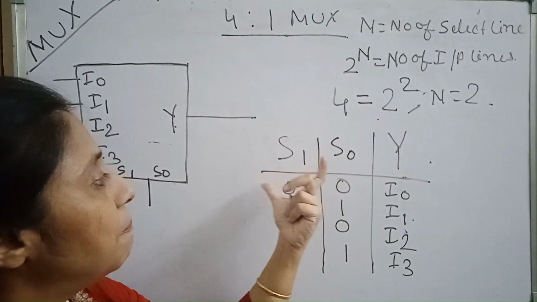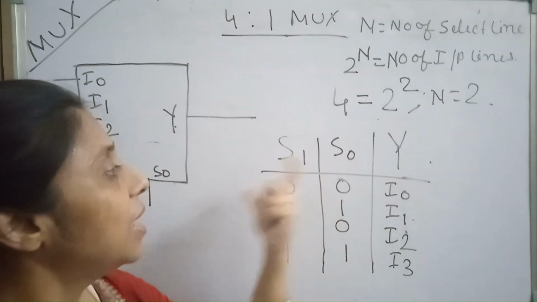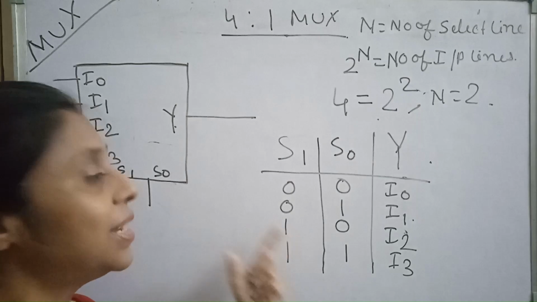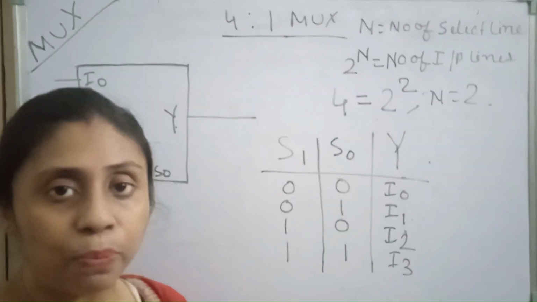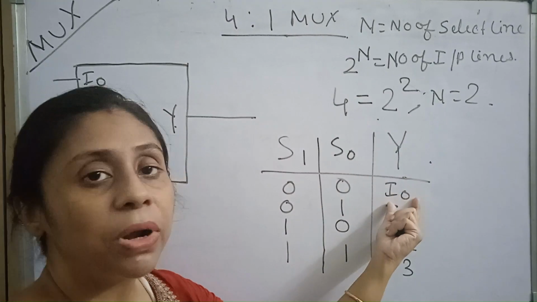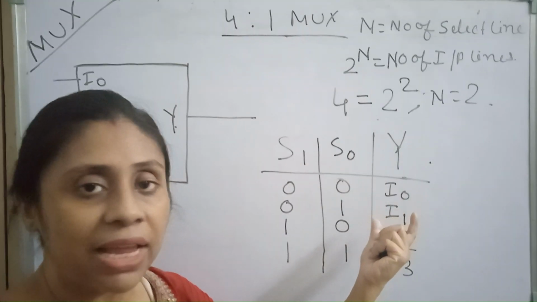So depending upon the inputs at the select line, one input from the 4 input lines will be selected and that will be transferred to the output line. When S1, S0 are 0, 0, then Y is equal to I0. That means I0 is selected.